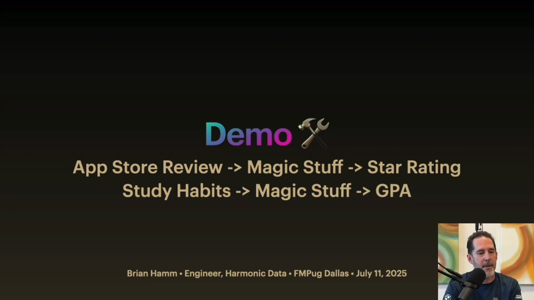So I have two examples ready for you today. The first example is an App Store review model that I trained that uses a text embedding in order to predict a star rating, a 1 through 5 star rating. The second example is going to be a student model, and we'll use that to predict a student's GPA.